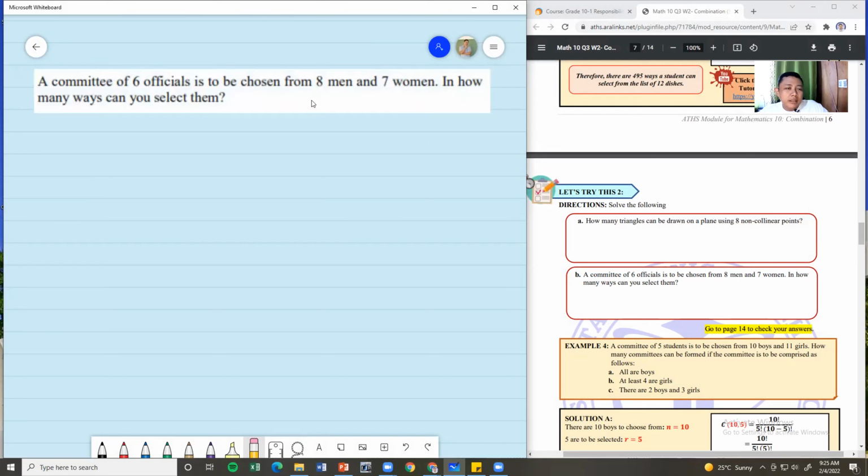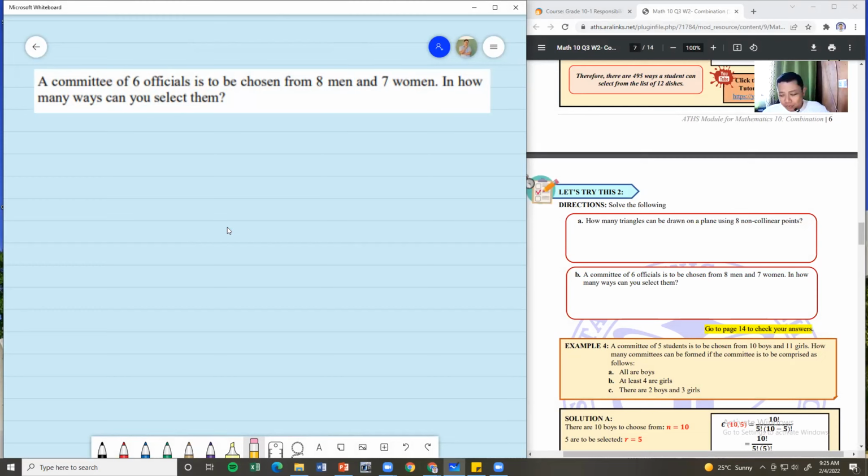Here, a committee of 6 officials is to be chosen from the word itself, chosen. So therefore, that's combination. From 8 men and 7 women. In how many ways can you select them? No other restrictions. Basta pipili ka lang. From 8 men and 7 women.